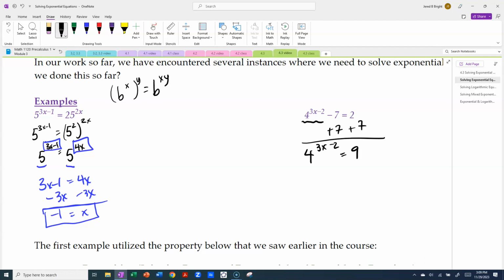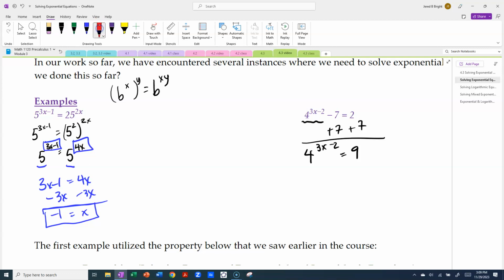Now at this point, I'm stuck. There's no way that I can write a base of 4 and a base of 9 in the same exponential. So this is where I cry a little bit, and then I pick myself up and move on, and I say, oh, I remembered logarithms. Logarithms are a way to get at the exponent in an exponential expression. So I'm going to switch this to logarithmic form.